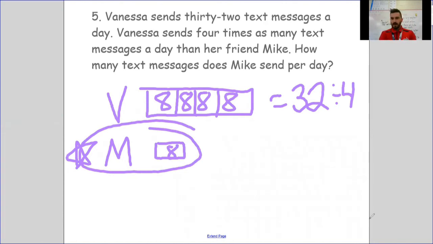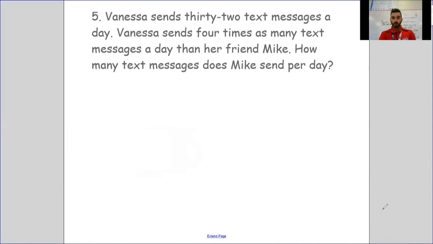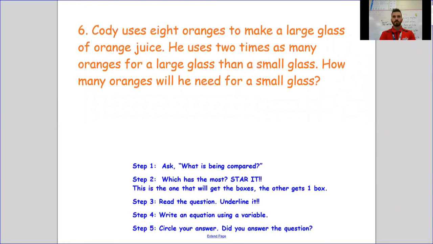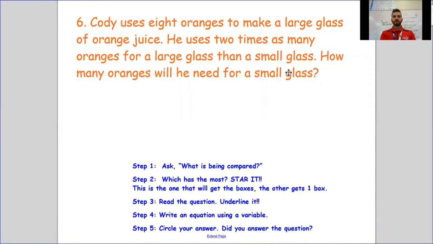Again, I feel comfortable that you guys are doing well on these just because you've seen them a little bit more than what we saw yesterday. Last one I want you to do, and again, just pause it, watch it, solve it. It says Cody uses 8 oranges to make a large glass of orange juice. He uses 2 times as many oranges for a large glass than a small glass. How many oranges will he need for a small glass?